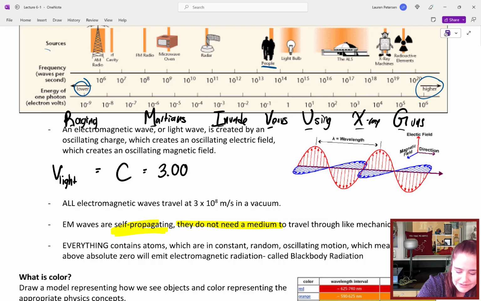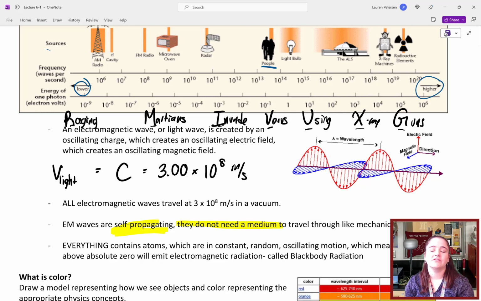And it is 3.00 times 10 to the 8th meters per second. So all electromagnetic waves travel at this speed in a vacuum. While they do travel slightly slower in air, it is close enough that with the level of precision we need for most calculations, we can treat light going through air as traveling at the speed of light.